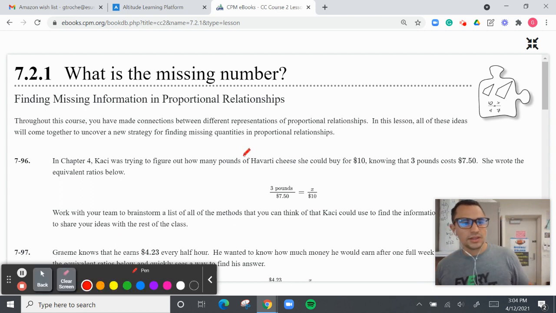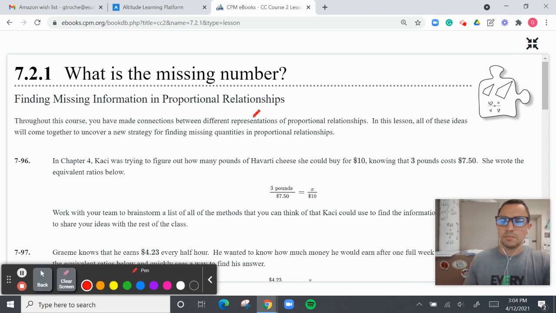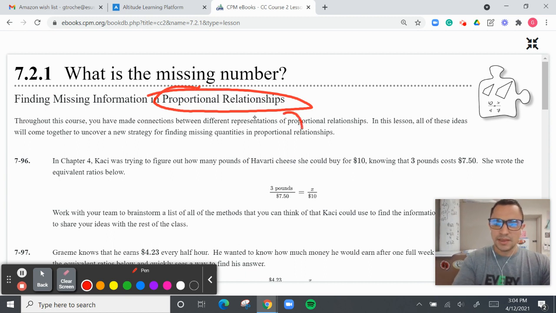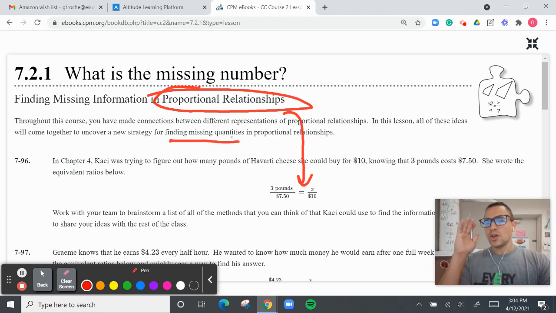Let's get started with 7.2.1. What is the missing number? And you're going to have to find that a lot in math. So we're finding the missing information in proportional relationships, meaning that they are equal to each other. So all these ideas are just finding missing quantities. All right. So we know that 3 pounds is $7.50. Well, how many pounds is $10?